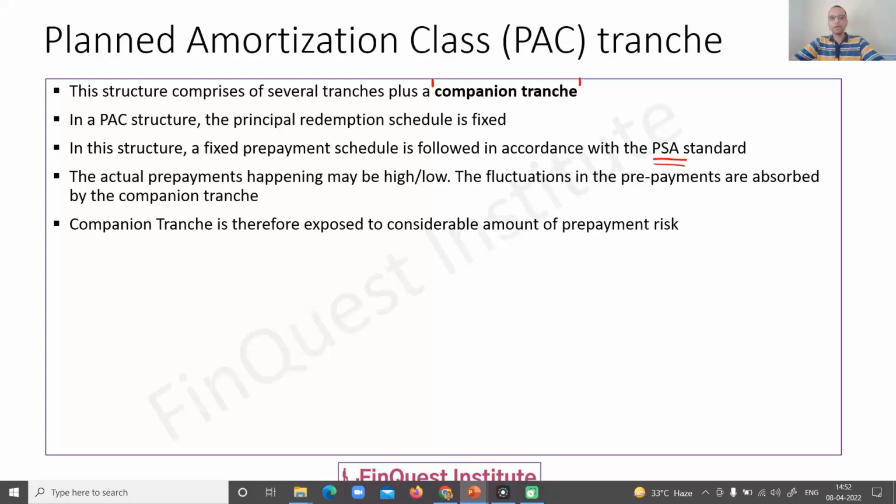But in reality, depending on the market scenario and the market conditions, prepayments can be high or low. So when there is uncertainty on prepayments, then there are fluctuations, and we need some way to address these fluctuations. The fluctuations in the prepayments are absorbed by the companion tranche. So the companion tranche is there to absorb any kind of prepayment risk which the entire structure is exposed to. And this is what you call a planned amortization class structure.